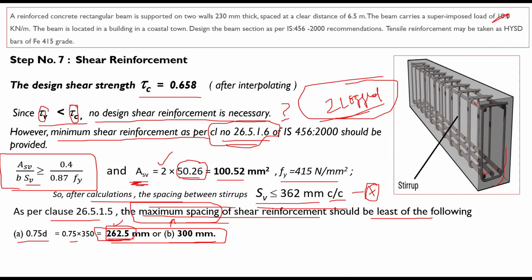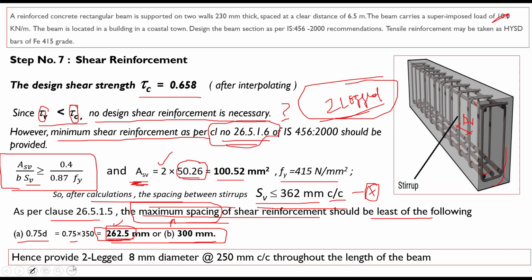So now when we are talking about the spacing between these two vertical rings, this will be your SV, which we have worked out. When we decide what the spacing between the shear reinforcement will be, we have decided to provide two-legged 8 mm dia stirrups at 250 mm center to center. So it is less than 262. So every check is okay now.